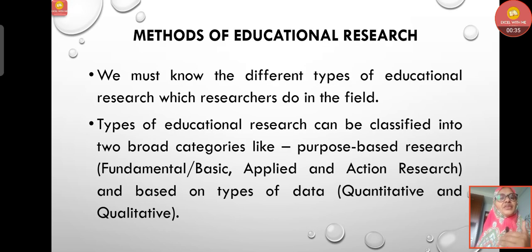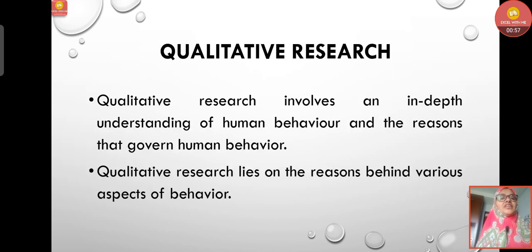Now methods of educational research, we must know the different types of educational research which researchers do in the field. Types of educational research can be classified into two broad categories, like purpose-based research, that is fundamental, basic, applied and action research, and based on types of data, that is quantitative and qualitative. Now let's understand what is qualitative research.